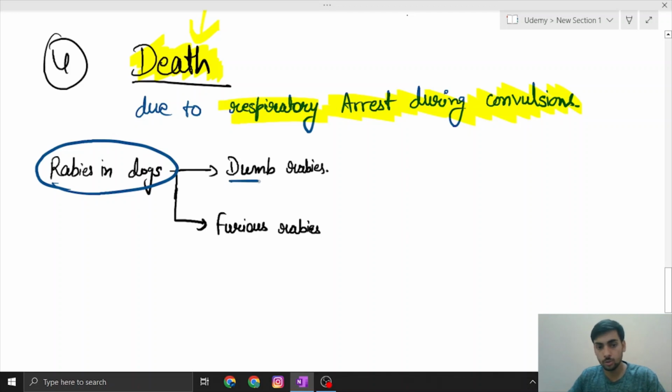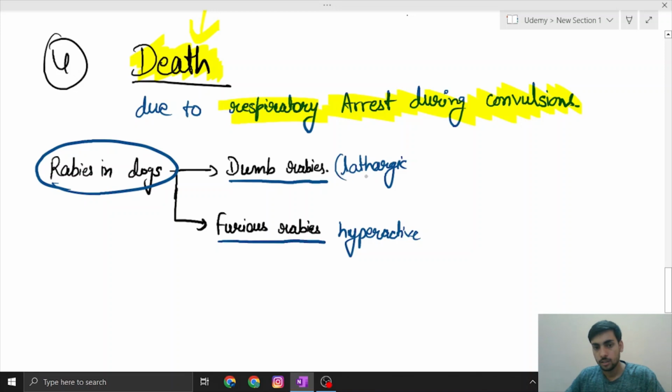Okay, so rabies in dogs, basically I'm going to discuss a little in dogs. It can be found in two forms, which are dumb rabies and furious rabies. You can say this furious is hyperactive, and this dumb is lethargic. Okay, first of all, dumb rabies. This is a much less harsh condition.